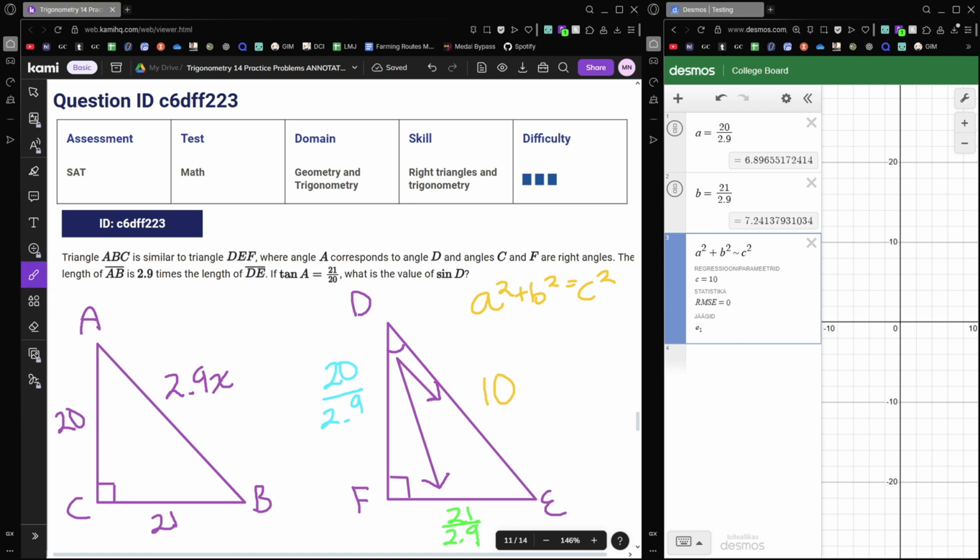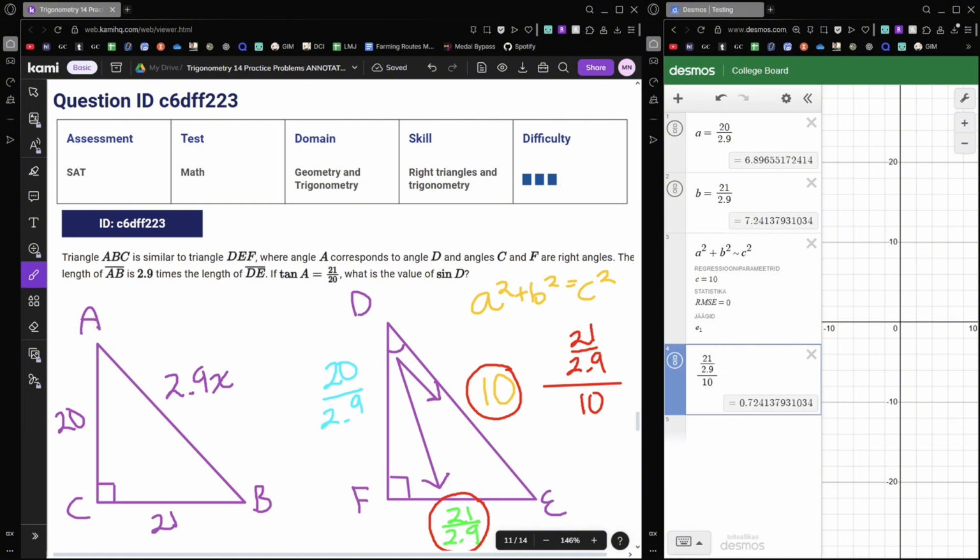Alright, now that we finally have all the side lengths we need in triangle DEF, we can find the value of sine of D. So that's going to be this side, 21 over 2.9, over this side, 10. And that's not a pretty fraction, so we can actually put this in Desmos, like this. And then click the fraction button in the blue box to the left, and we get a much prettier fraction. So our answer will be 21 over 29.